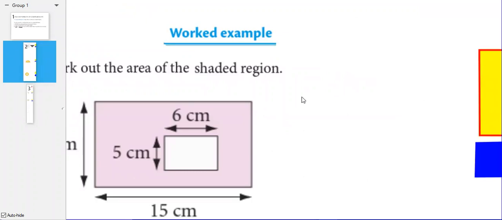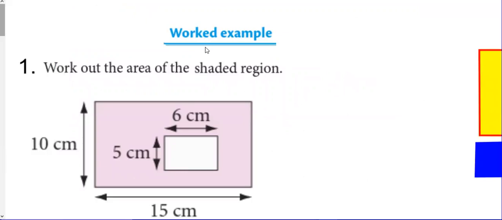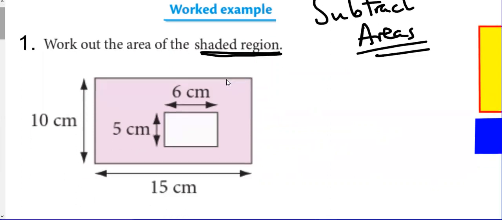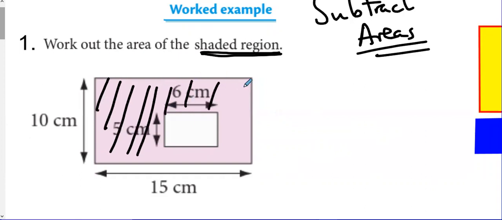Now let me start with, when do we subtract areas? We subtract areas in questions of this nature. Work out the area of the shaded region. Now the shaded region you can see is this region here. This is a shaded region.